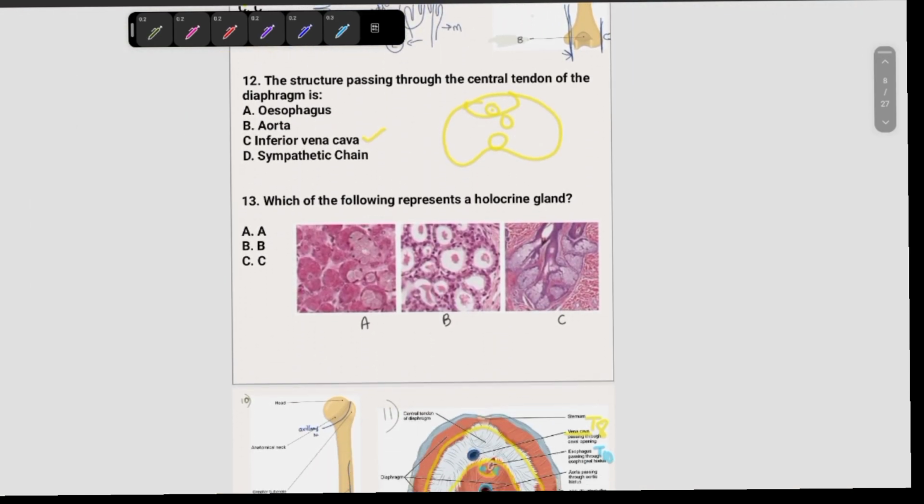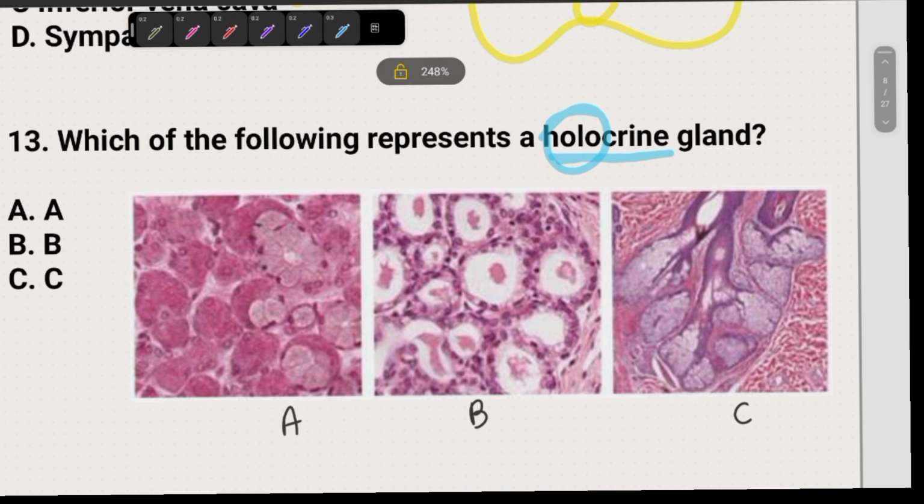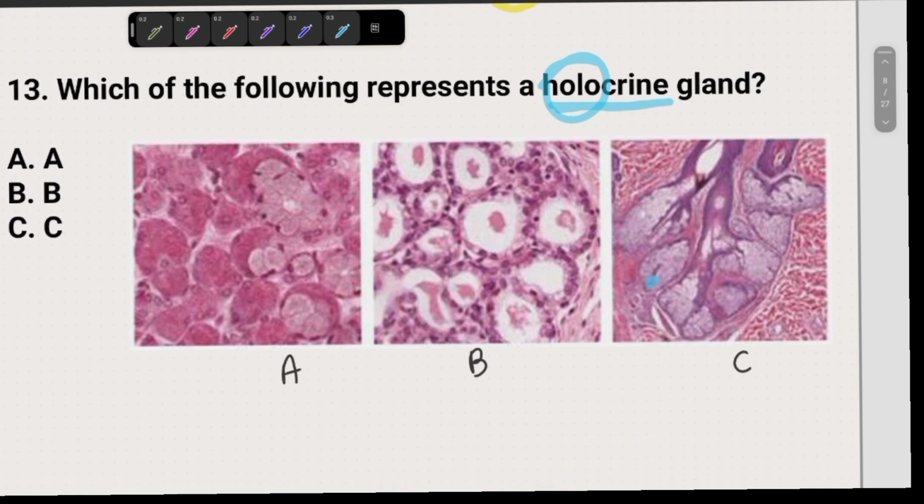Now coming to the 13th question. I have put only ABC options here because the D option picture I did not find. Okay. Which of the following represents a holocrine gland? Holo means the whole of the cell will get pinched off and the site will be left behind. An example for a holocrine gland is the sebaceous gland. So, can you find out which is the sebaceous gland in this? That is C. C is the sebaceous gland.